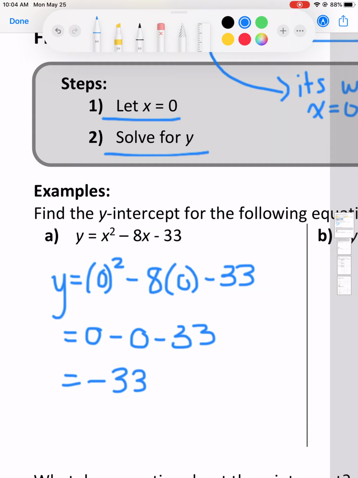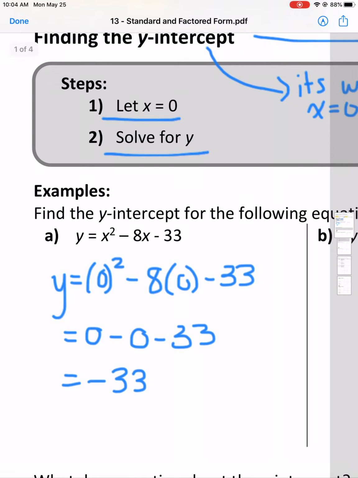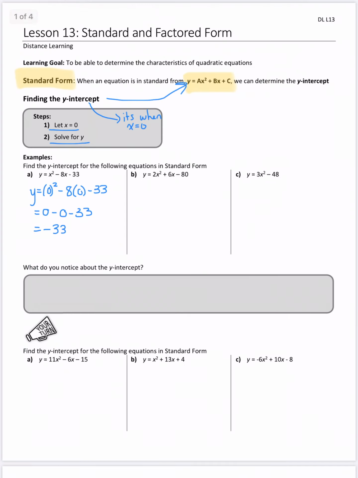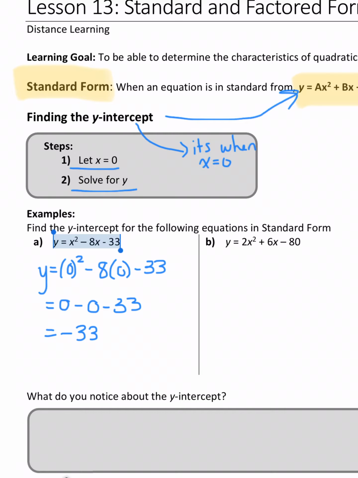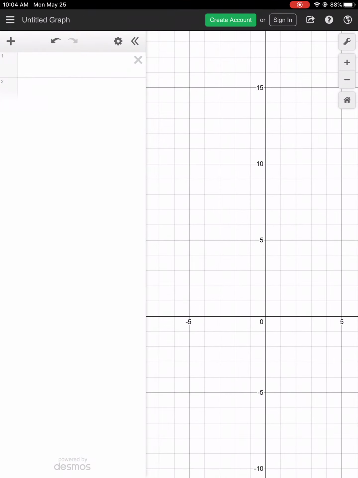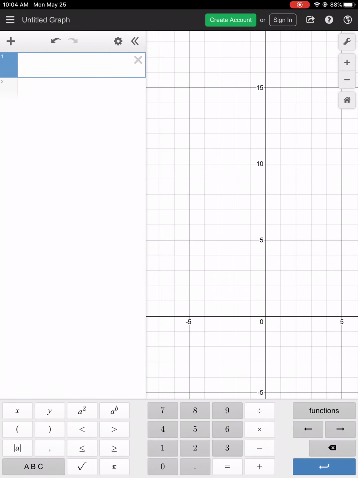Let me see if I can do this. It might not let me because it's a PDF. As you can see, I'm copying my equation to throw it right into Desmos. Hopefully it works. Okay, no, it won't. I don't know why it won't let me paste it.